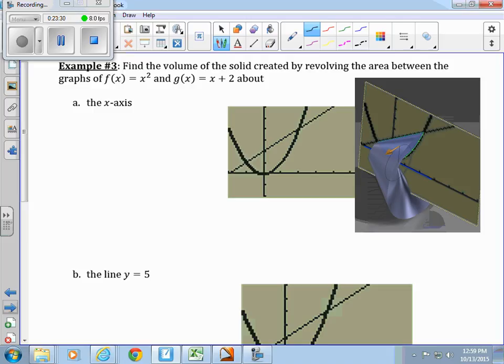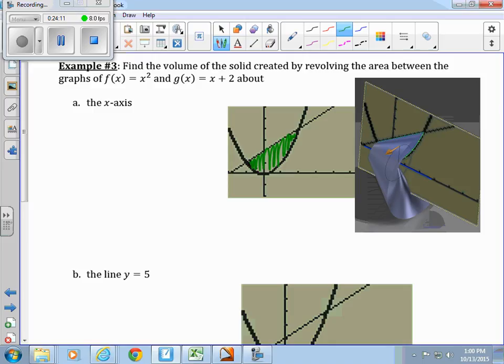Okay, so I'm going to rotate around the x-axis. Is there a gap between the region and the x-axis? Well, what's the region, first of all? That thing, right? Is there a gap between that and the x-axis? Yes. So what does that mean? It's a washer. We are rotating it around the x-axis.